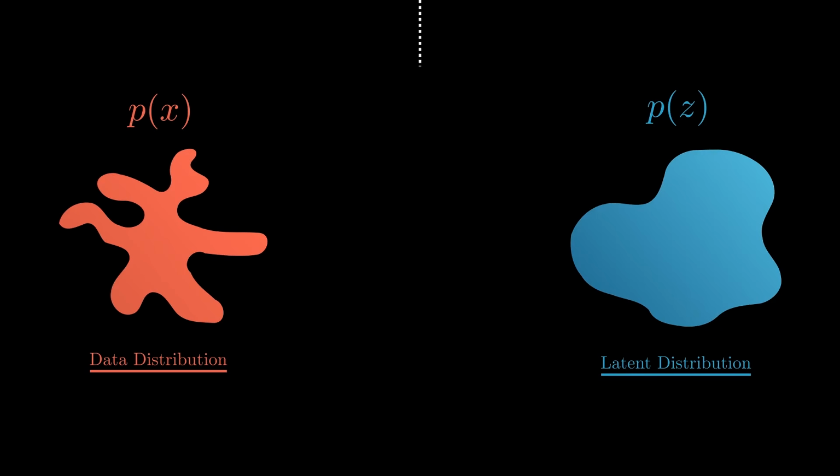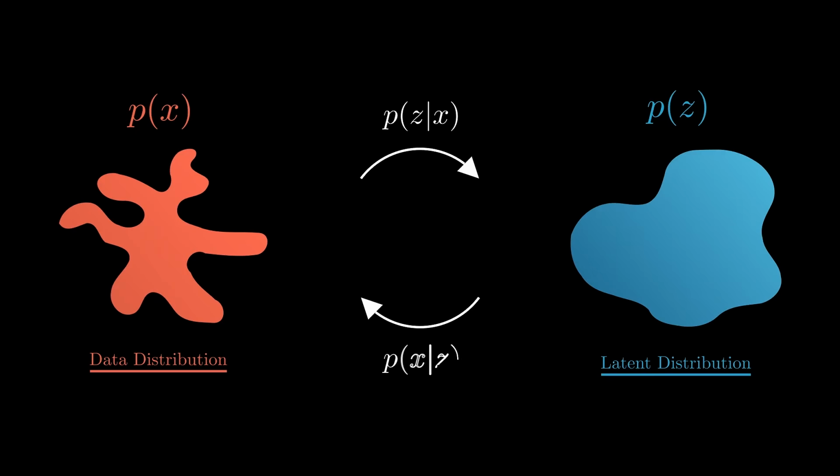Since these two distributions live in different spaces, we need mappings to connect them. The first mapping is called the posterior distribution, and it gives us the probability that a latent vector z was generated by a particular image x. The second mapping is the likelihood distribution, which, given a latent z, tells us the probability of reconstructing an image x from it. Now here's the idea.